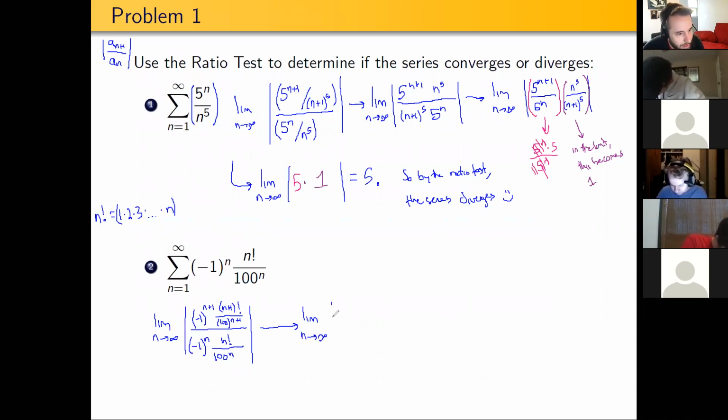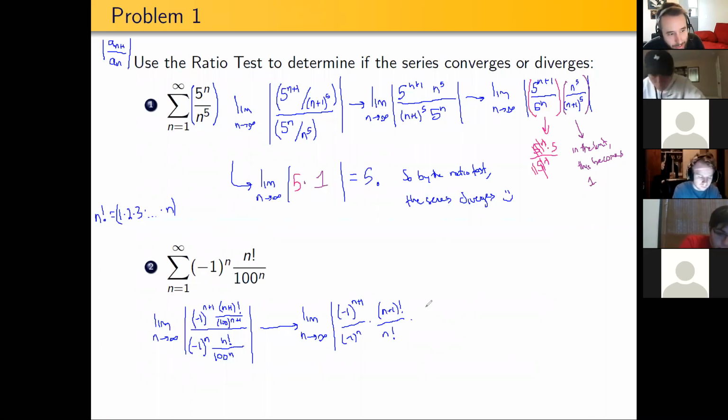But this time, let me actually deal with that. So as I break this up, I'll break it up into 3 pieces. I have a -1 to the n plus 1 over -1 to the n, times my factorial piece, so that's an n plus 1 factorial divided by an n factorial, times, and now for this one, I'm going to have a 100 to the n divided by a 100 to the n plus 1.